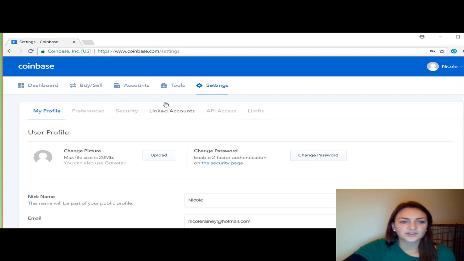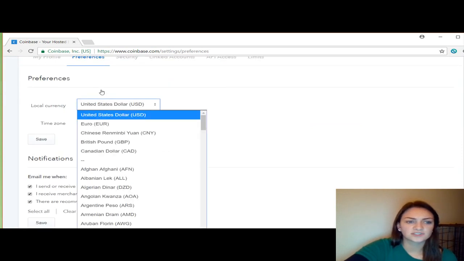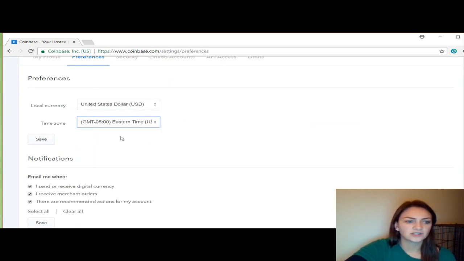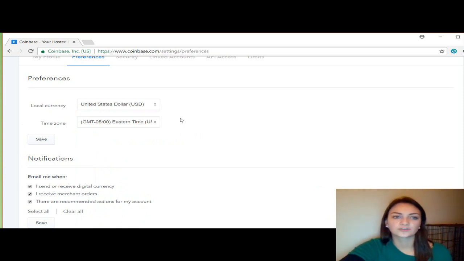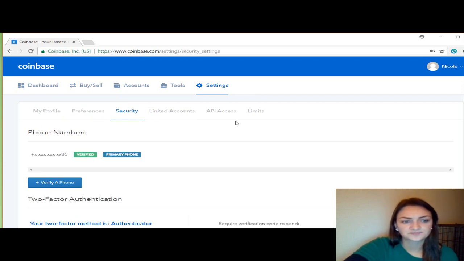Then we go into settings. You've got your profile settings, and you can scroll down and go in and change your personal information. I won't show that on here because I don't want to give that away too much. Preferences, you can put in US dollars and then your time zone that you're in. And then I like this down here. I like to get emails when I send or receive digital currencies on this exchange or any other little things. I like to keep track of everything. So I have these checked off. Maybe it annoys you if you're buying and selling too much. So that's a personal preference.